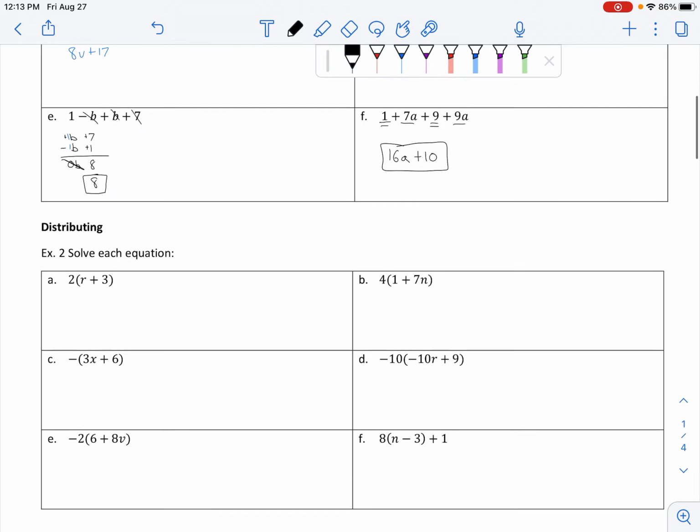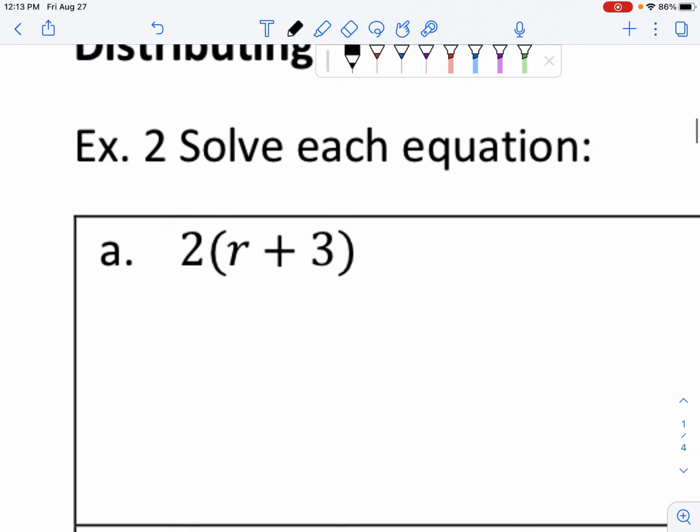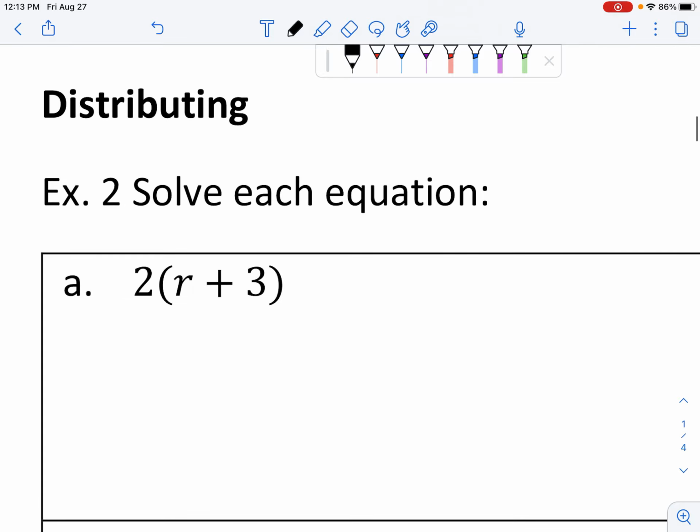For distributing, we are going to be working with our term in front, and when it's sitting next to a parentheses like this, it means it's multiplying. So this is telling us that 2 is trying to multiply in with the quantity r plus 3. There are 2 times r plus 3.